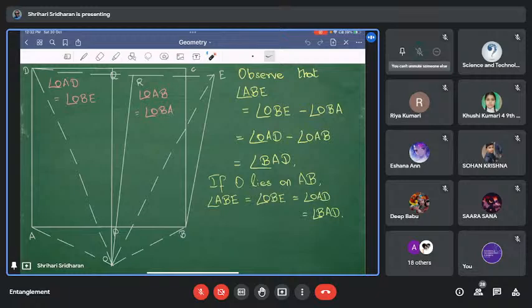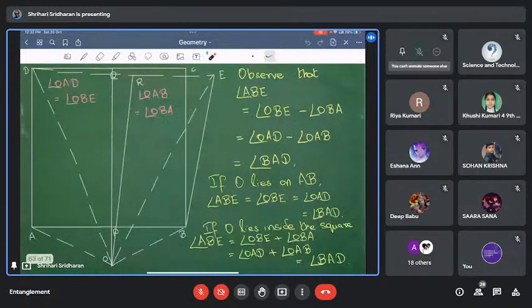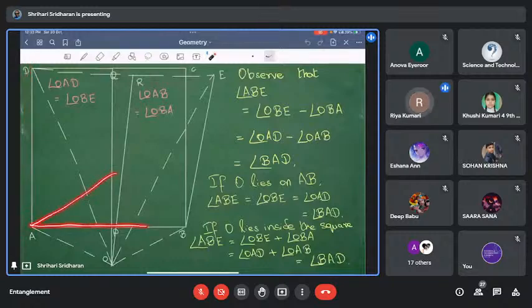Now, the third possibility for O is, what happens if O lies inside the square? So suppose your O lies somewhere inside the square. Then your angle ABE will be nothing but angle OBE plus angle OBA. Once again, this would be equal to angle OAD plus angle OAB. And this would again be equal to angle BAD. And angle BAD, for heaven's sake, is always 90 degrees. It's an angle of the square.